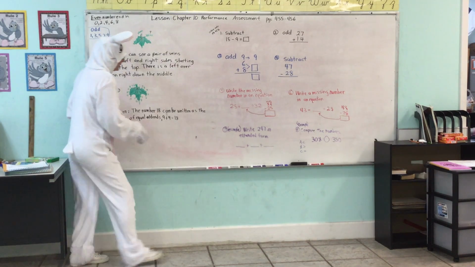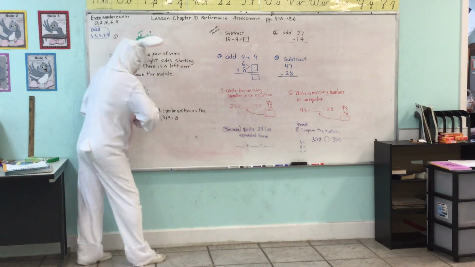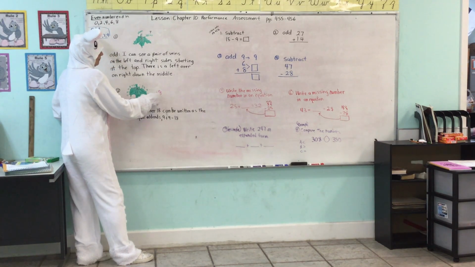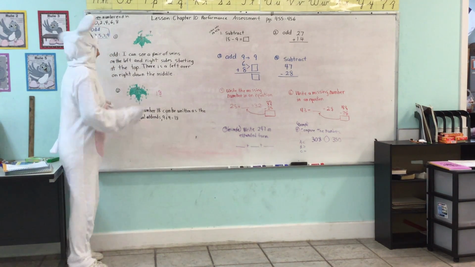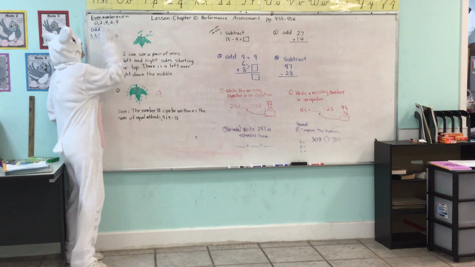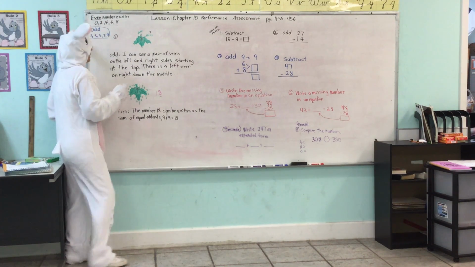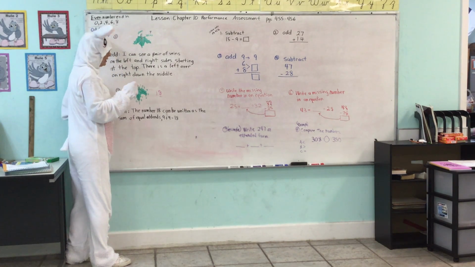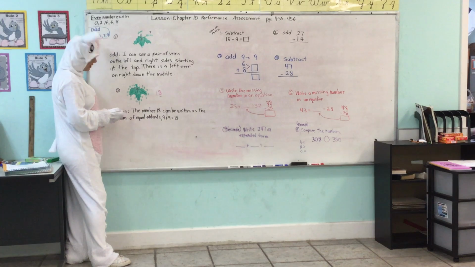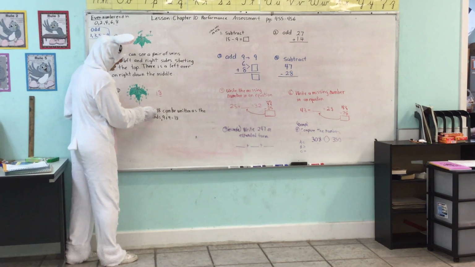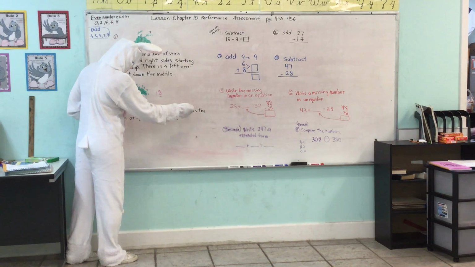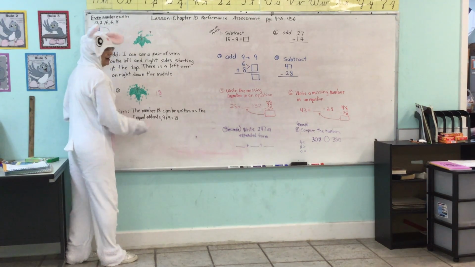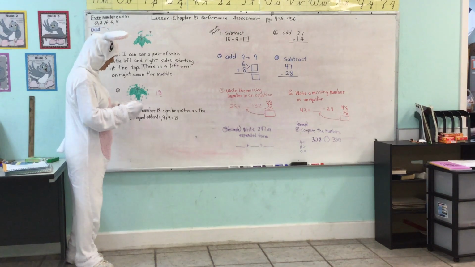18 is an even number or an odd number? 18, the first number in the ones is 8. It is an even number because it is 0, 2, 4, 6, or 8. If it ends in that number, it is even. So the answer is even. The number 18 can be written as the sum of equal addends. 9 plus 9 is 18.